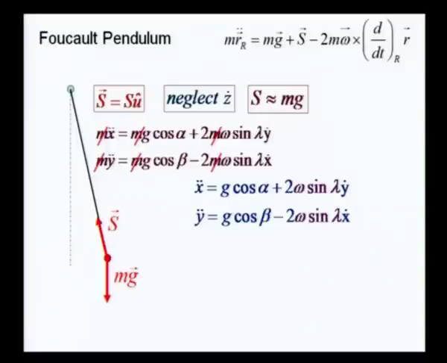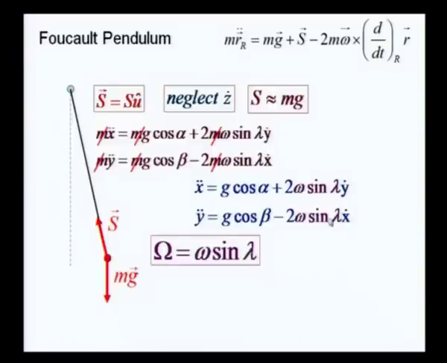And these are second order differential equations with respect to time, and the differential equation for x includes a term in the y velocity, and the differential equation for y includes a term in the x velocity.